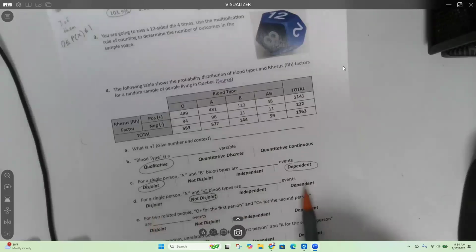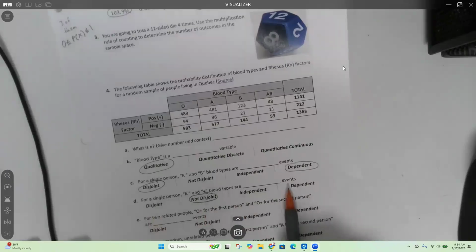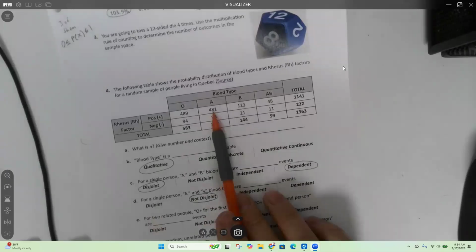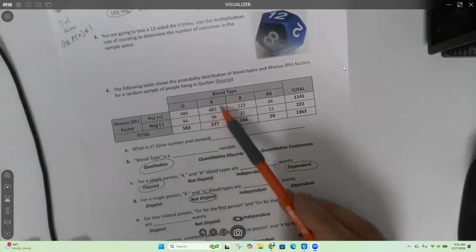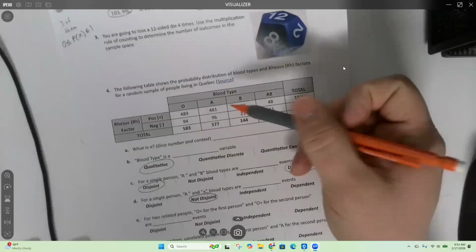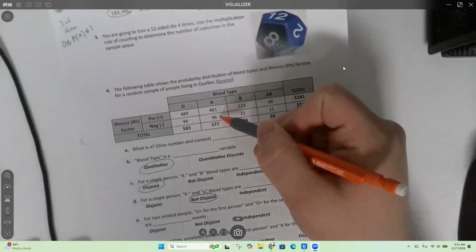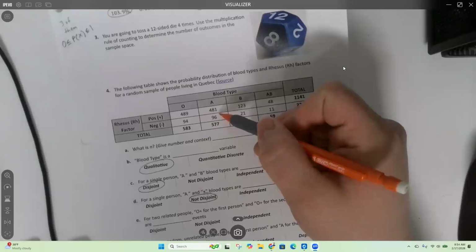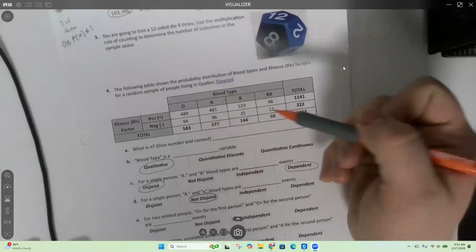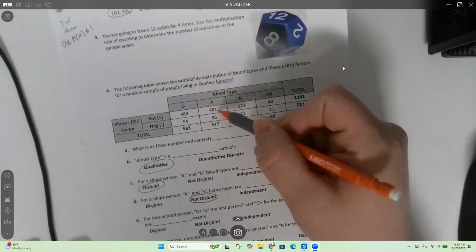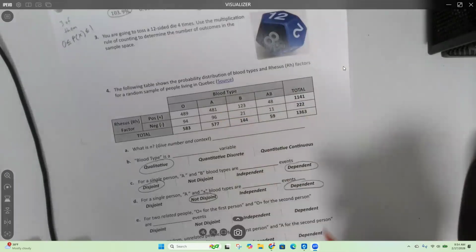If they're disjoint, they're automatically dependent. If they're not disjoint, it could be either one. So if I go up to someone and they say that they are type A, does that change whether they're going to be plus or minus? It does. You'll notice that there were 481 A pluses, but only 96 negatives. So if this person is A, it changes their answer to positive or negative because they're much more likely to be positive. So these are actually dependent, okay?